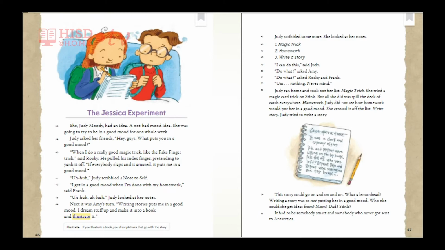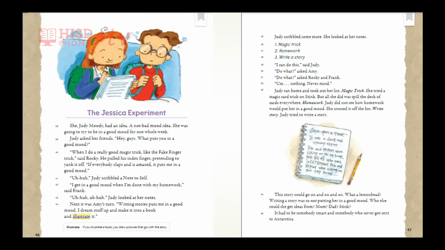"Uh-huh," Judy scribbled a note to herself. "I get in a good mood when I'm done with my homework," said Frank. "Uh-huh, uh-huh." Judy looked at her notes. Next, it was Amy's turn. "Writing stories puts me in a good mood. I dream stuff up and make it into a book and illustrate it." Judy scribbled some more. She looked at her notes. 1, magic trick. 2, homework. 3, write a story. "I can do this," said Judy. "Do what?" asked Amy. "Do what?" asked Rocky and Frank.